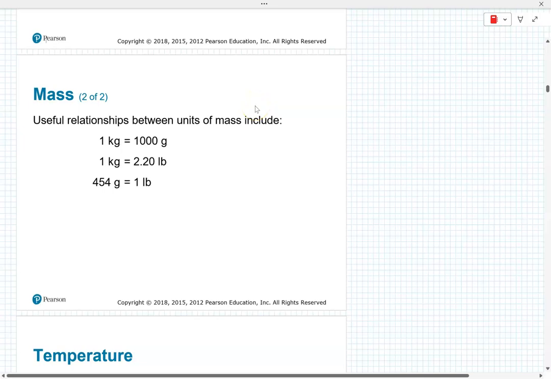Relationships: 454 grams is a pound, and 1 kilogram is 2.2 pounds.